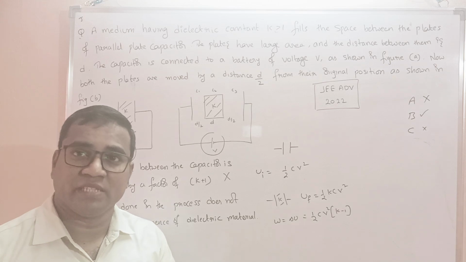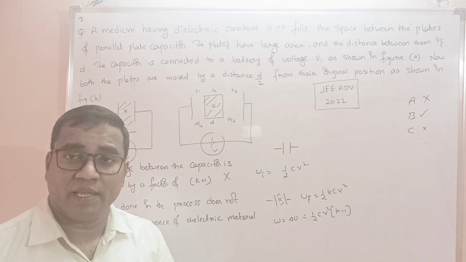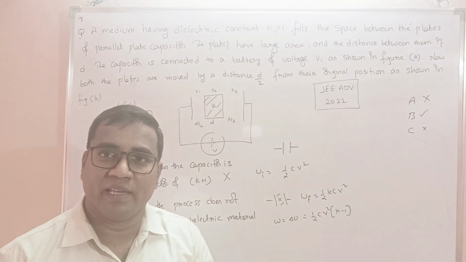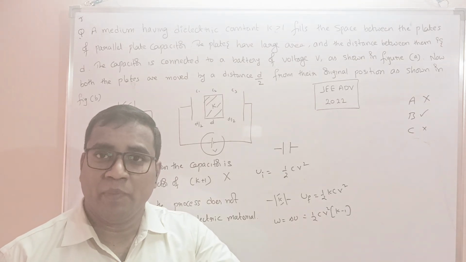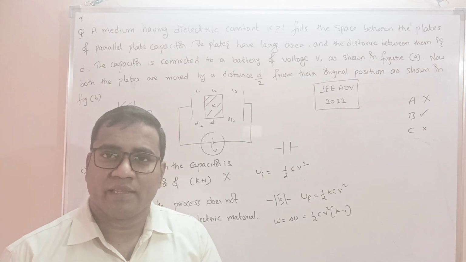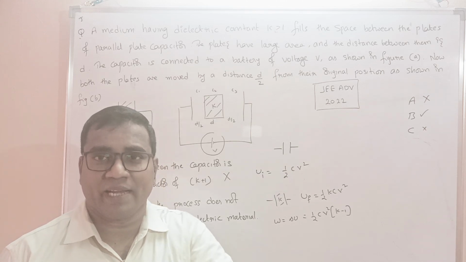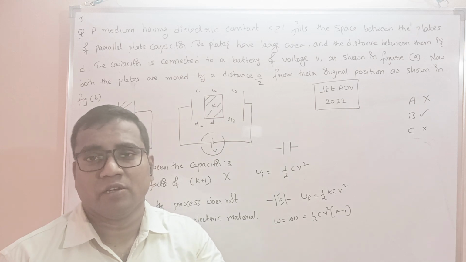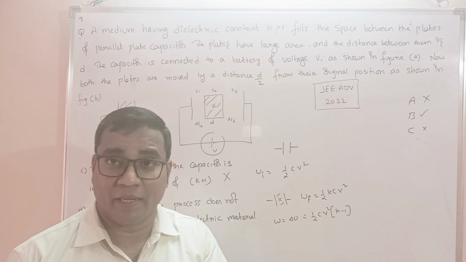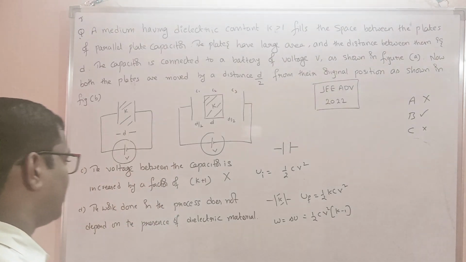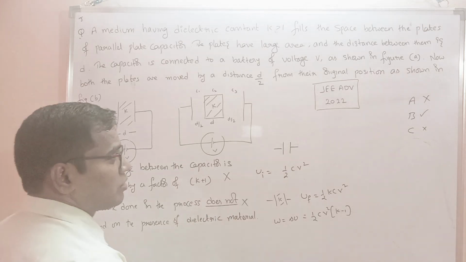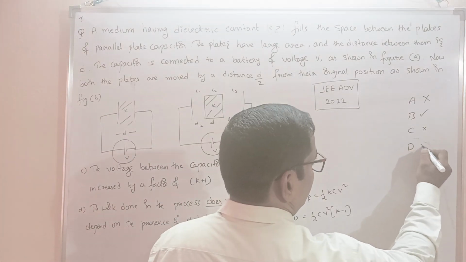Whenever the dielectric slab is introduced, its capacitance automatically increases. When its capacitance increases, the capacitor has the ability to store more charge. Then the cell has to send the excess charge to the capacitor. So the work done purely depends on it. But statement D says it does not depend, which is again wrong. So option D is also wrong.